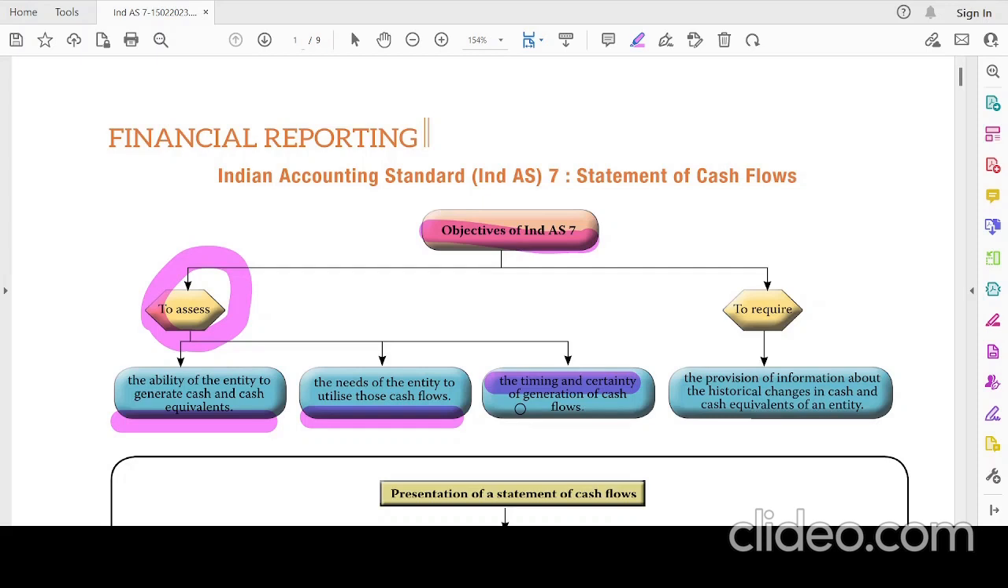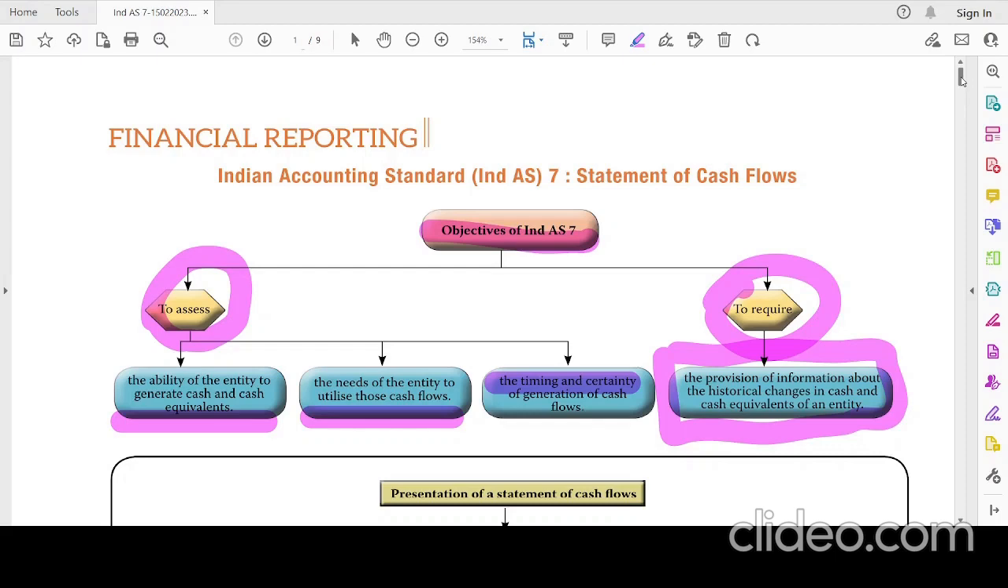What are the things to be assessed? Assess the ability to generate cash and cash equivalents, the needs to utilize those cash flows, and the timing and certainty of generation of cash flows. It also requires the provision of information about the historical changes in cash and cash equivalents. That is, we get the net change in cash and cash equivalents in the cash flow statement to provide that information.